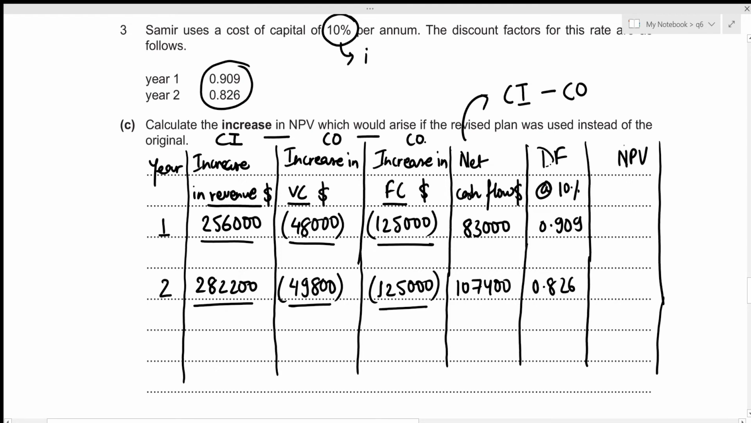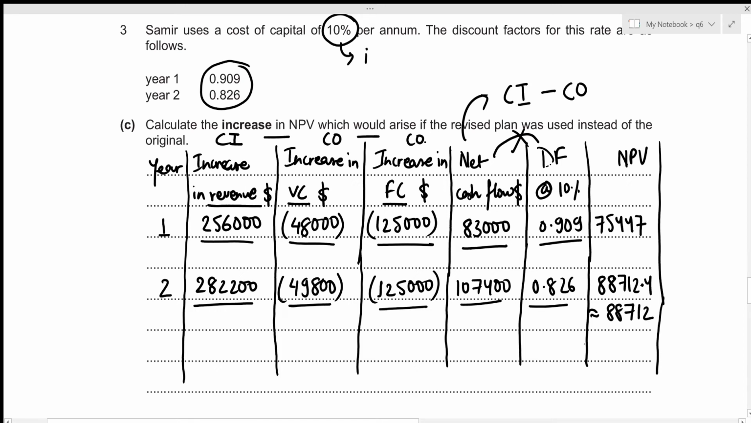Now, in order to figure out the net present value, we just multiply our net cash flow and the discount factor. For year 1, that's going to be 83,000 times 0.909, which results in the value of 75,447. And for year 2, that's going to be 107,400 times 0.826, which results in the value of 88,712.4. So for the ease of our calculation, we can just round it off. That's going to be 88,712.